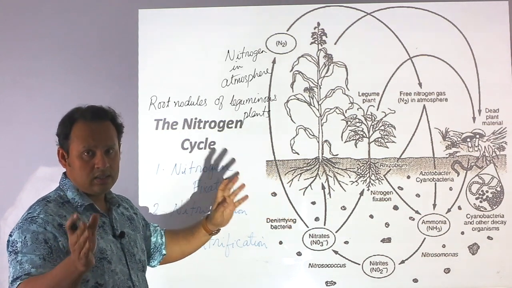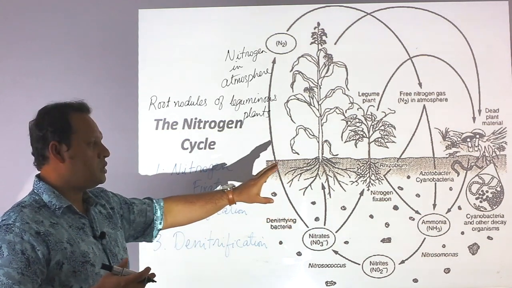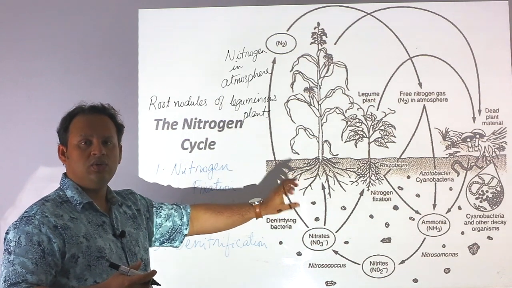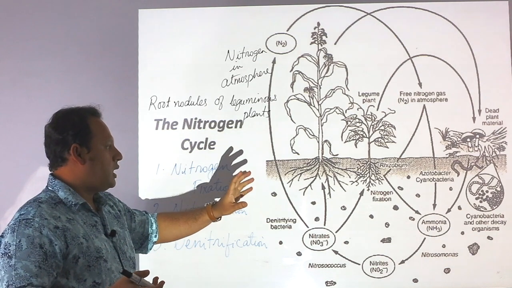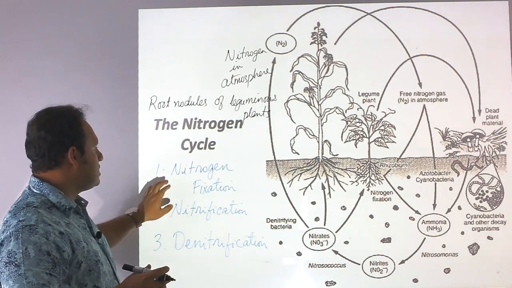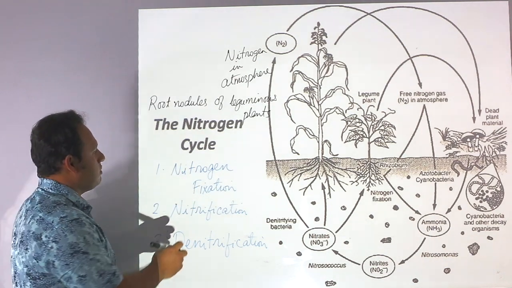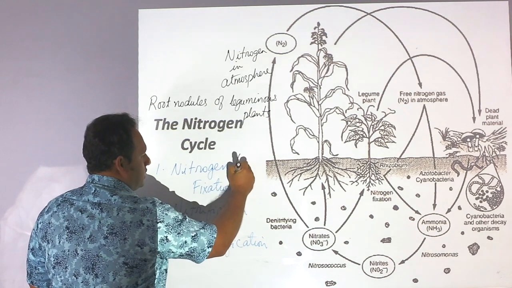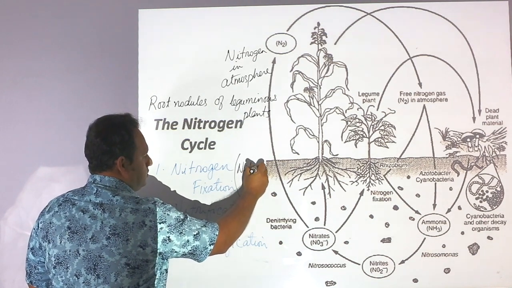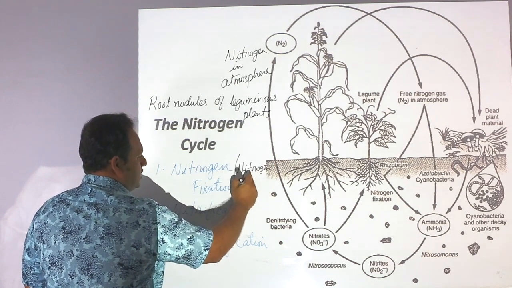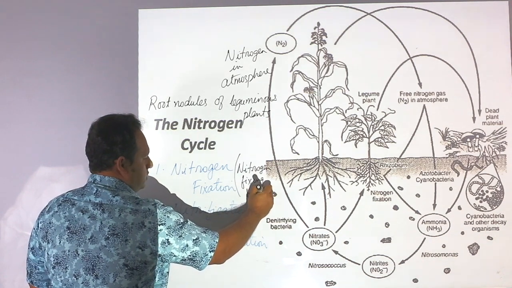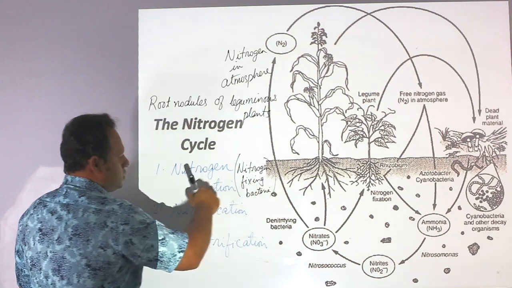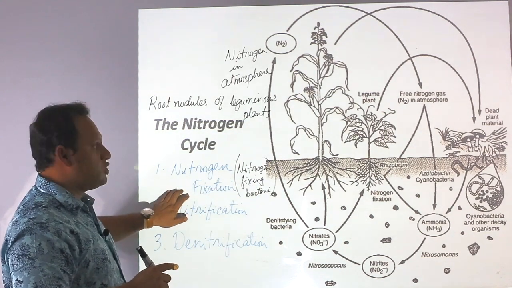Again, the Cambridge syllabus doesn't require you to learn or memorize the exact names of the bacteria, but if you know it, it's good. Or in general terms, you can say nitrogen fixing bacteria. So that is what causes nitrogen fixation.